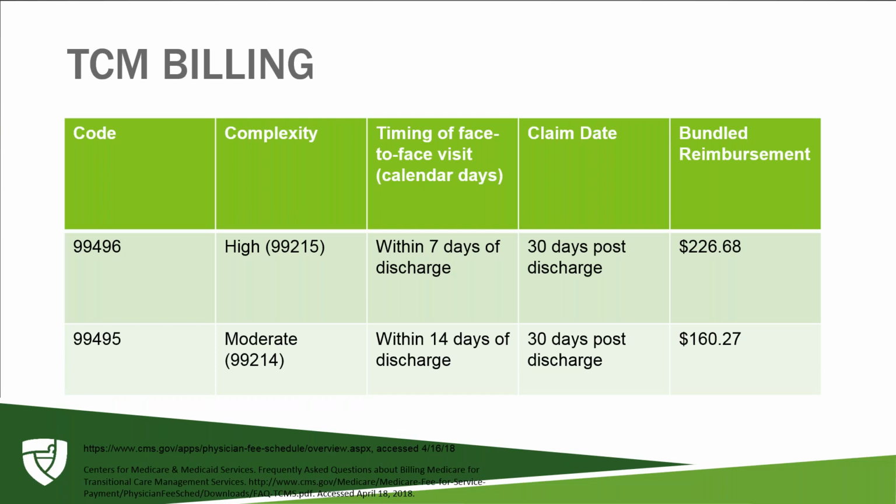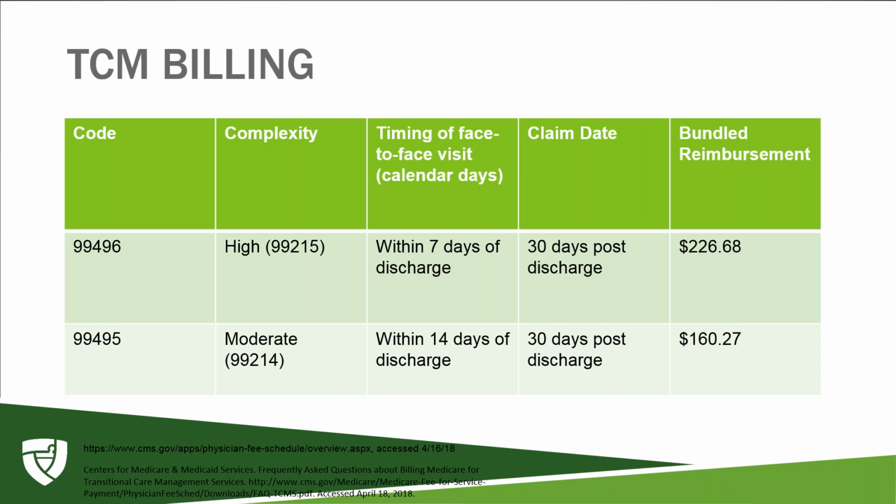We have two different categories or levels of TCM billing. For our high complexity patients, you could equate that to an E&M visit billed at 99215. So our most complex patients, that TCM code is a 99496. For those high complexity patients, they do need to be seen for that face-to-face visit within 7 days of discharge. And then again, that claim date, as I mentioned, is at the 30-day mark post-discharge.